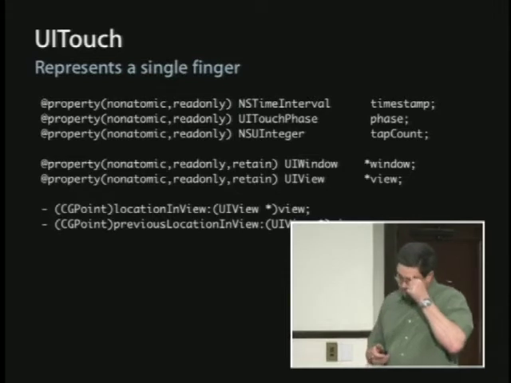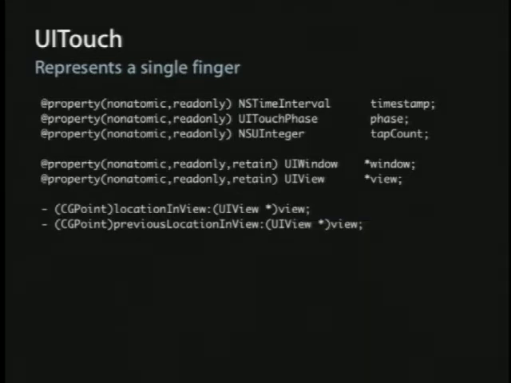And finally, there are a couple of methods on the touch to find out where the touch is. There's location in view, and previous location in view. If the touch is moving, you can find out where it was. You can use this for simple velocity calculations and things like that. Notice there is a view parameter. You don't have to find out where it is in the view that it's bound to. You can actually pass any view in the system, so you can find out where it is in its superview or even in the window just by passing in the window there.